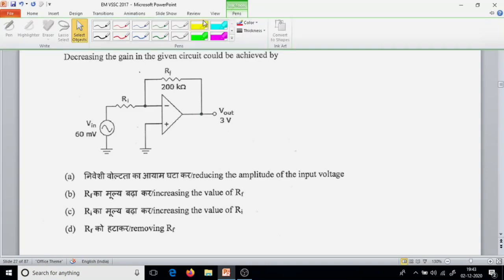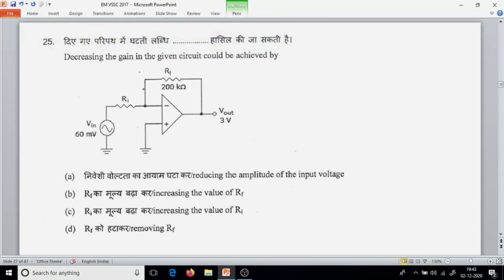Now what is this circuit? Decreasing the gain in the given circuit could be achieved by, first of all, what is the gain equation? This is an inverting amplifier. How do I say inverting amplifier? Input is given at the negative terminal, and there's a feedback resistor. So gain equal to RF divided by RI multiplied by V in.